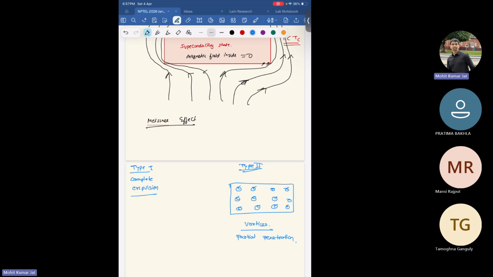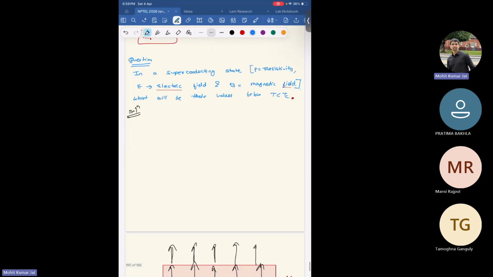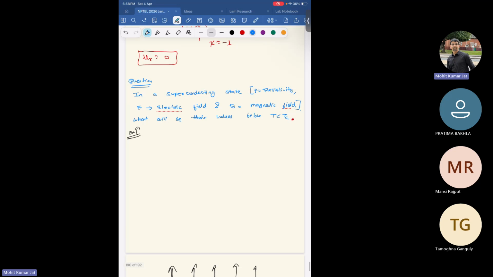This is something if you go into the detail of the superconductor. This is something you can read also. And if there is any question, we can discuss also. Yeah. So I should not deviate from the main question, which is in a superconducting state.